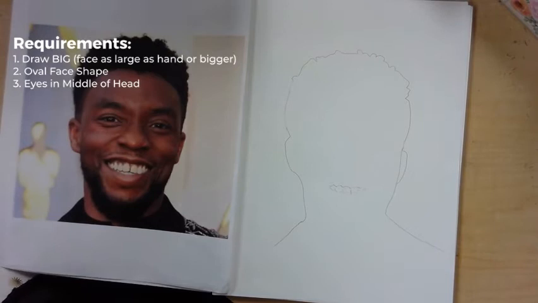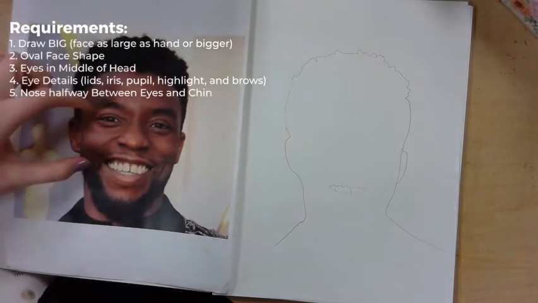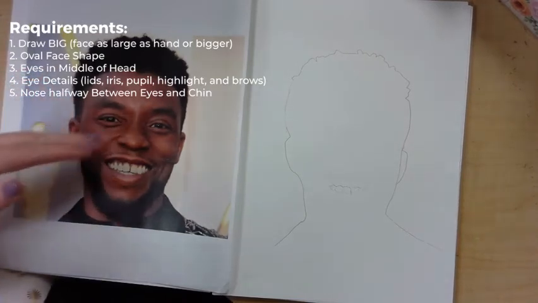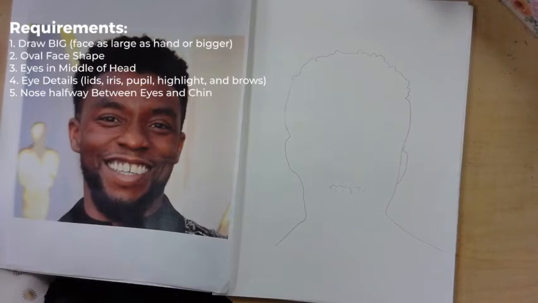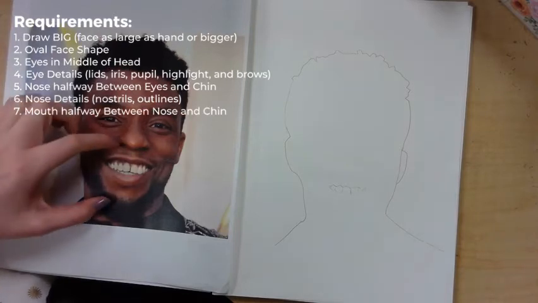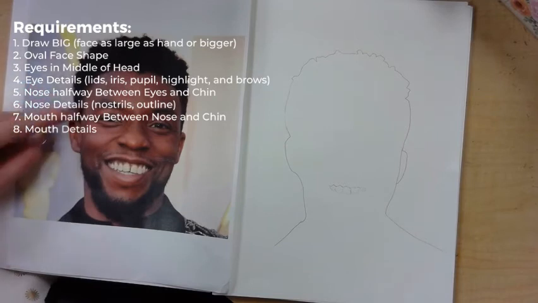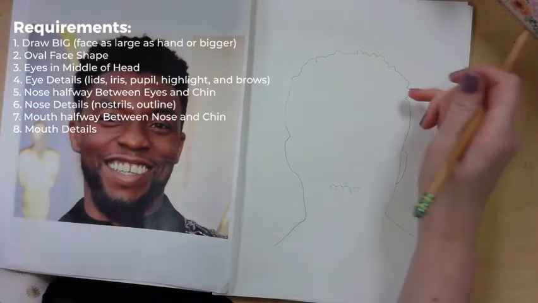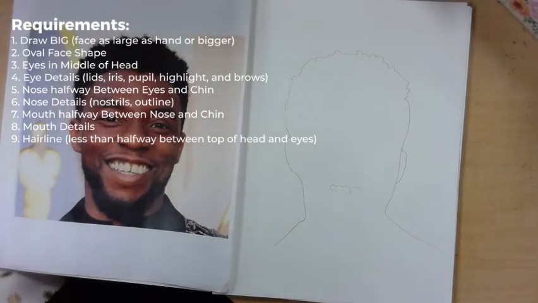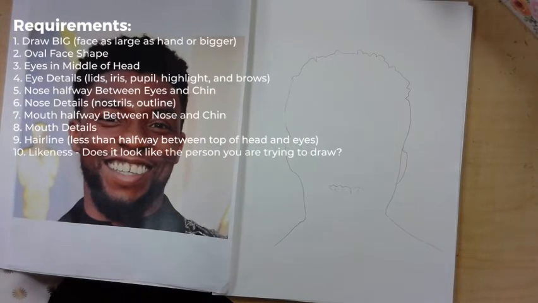I'm looking for eye details. I'm looking for the nose to be between the eyes and the chin. Like I said, this picture, he's kind of looking down a little bit. Mouth in between the nose and chin. Mouth details, the hairline. So his hairline, I would need to draw that in there. I couldn't see it when I was tracing it. And then most importantly, when it comes to a portrait, is likeness. Does it look like the person?